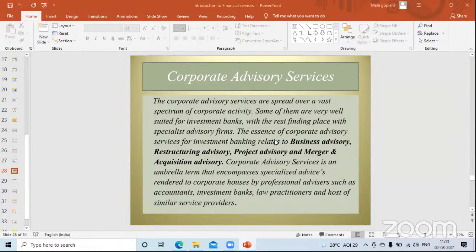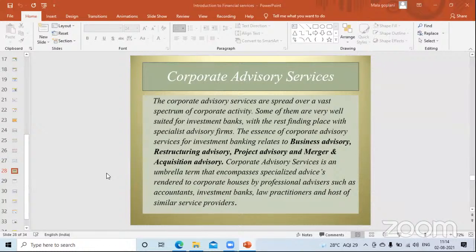Okay. The essence of the corporate advisory services for investment banking relates to business advisory, meaning advice for business, restructuring advisory, how to restructure the business again, how to rebuild the company, project advisory, which project is suitable for the company for the long run, and mergers and acquisition advisory. I gave you an example that day also, Hero Honda company. So therein an expert comes in and he gives you advice as to which company is better to merge with and which company to acquire.